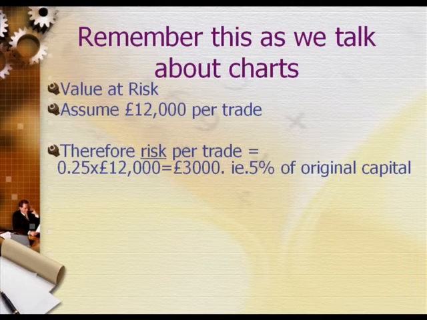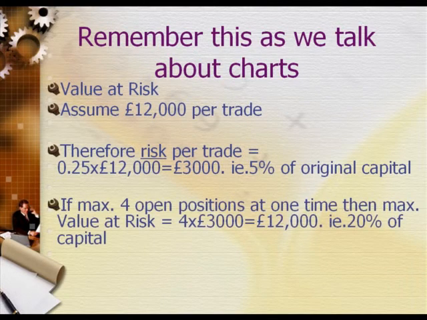And these figures are very important to know. The problem is most private investors don't have a clue. They just trade by the seat of their pants. They don't realize that these things are so important. Okay, if you have a maximum of 4 open positions at any one time, then the maximum value at risk is obviously 4 times £3,000, which is £12,000, or 20% of your capital.